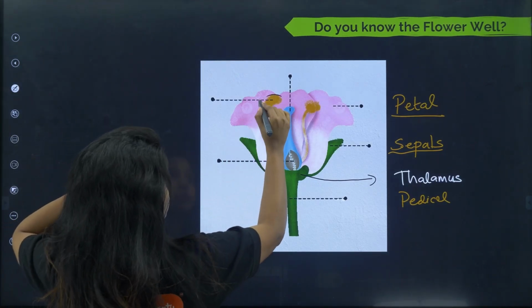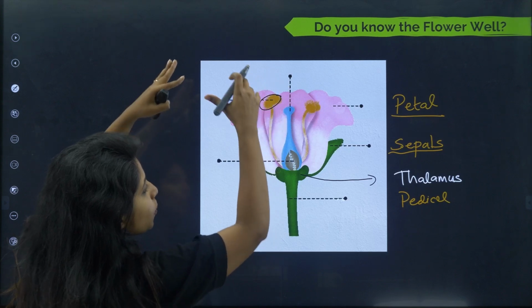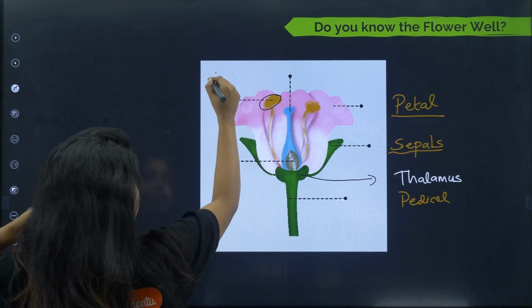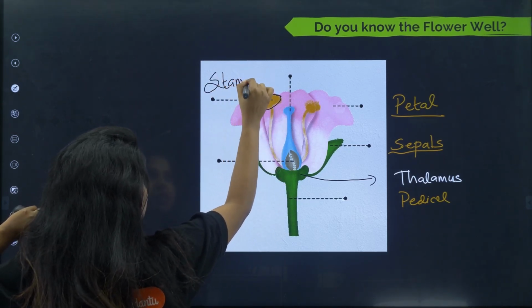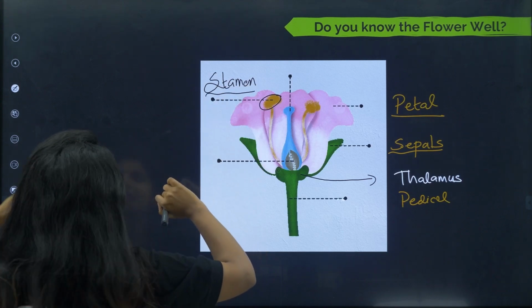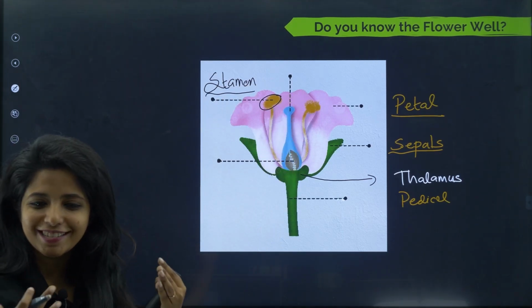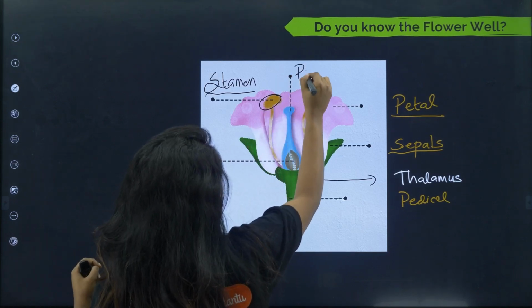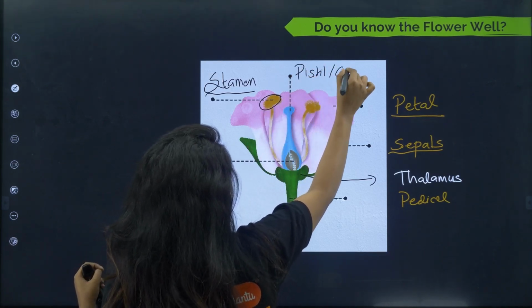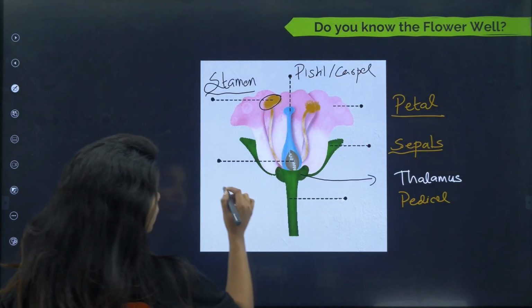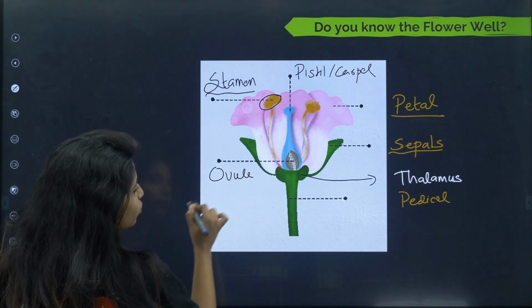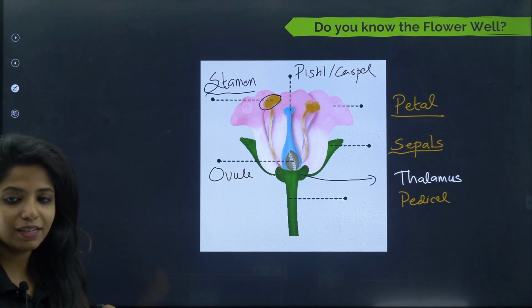This particular structure, which has a lobed thing at the top and a very long stalk-like structure, you call it stamen, and this is our today's hero. We have to talk about stamen today. Going ahead, you have another structure, which is the female reproductive structure. What do you call it? Pistil or carpel. Now inside pistil or carpel, what do you have, children? You have ovule, which will have the female gamete, right?